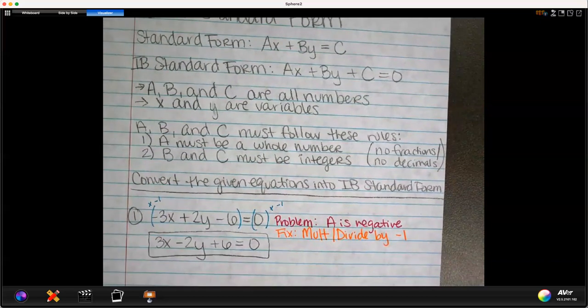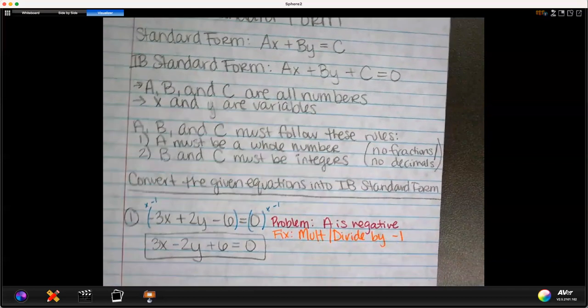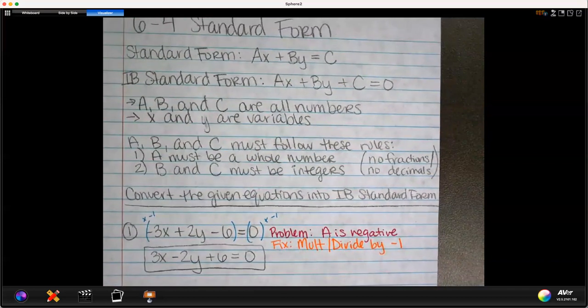Okay. So this is my final answer, which would be the IB standard form for my answer. Make sense? So we write down what the problem is, how we're going to fix it, do the math to fix it to get our final answer. Okay. I'm not going to write down problem fix every single time. On your homework, it says problem fix every single time, like a fill in the blank type thing. I'm just going to go back and forth with my colors. Okay.